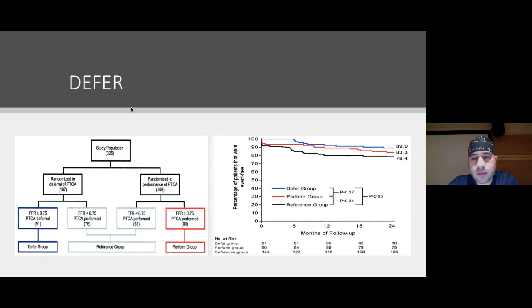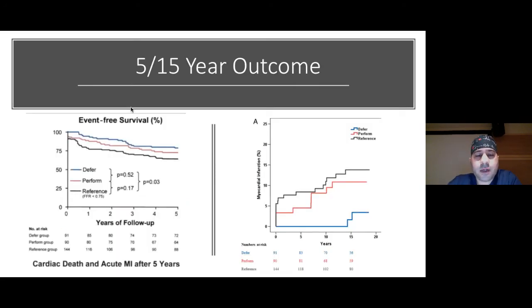And if you look at the image on the right-hand side of the screen, looking at the outcomes for 2 years, the percentage of patients that were event-free, the patients that did the best were patients that had their FFR negative lesions deferred. And then if you look at the 5 to 15-year outcome data for the DEFER trial, this benefit continued on for up to 15 years. Patients that had a non-significant lesion by FFR did better than patients that had PCI done on these lesions that were not flow limiting.